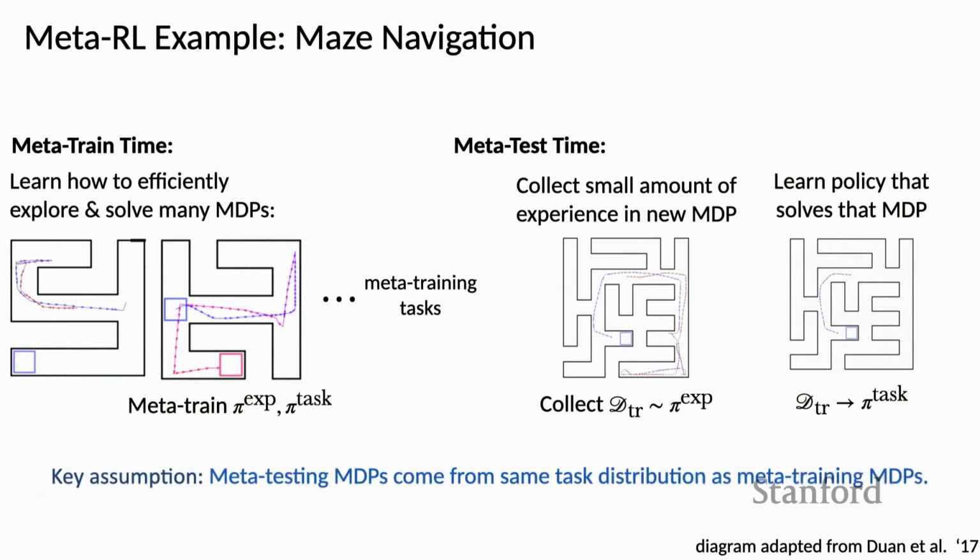Cool. The other thing, one key assumption here, is that these new MDPs can't be completely different from the MDPs that you saw before. And the way that we can think about that is we should have some sort of distribution over tasks. And these new MDPs that we're trying to adapt to should be within the distribution of tasks that we saw during training.